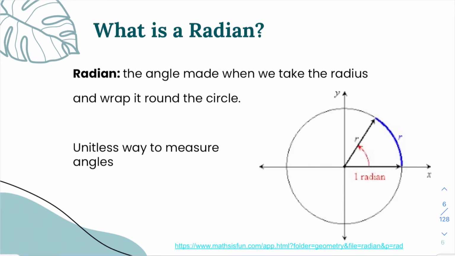So that's what degrees are, which we're familiar with, right? Maybe you haven't seen the degrees on a coordinate plane, but degrees are something you've worked with. Radians are another measurement for angles that you probably haven't seen before. And how we get it is kind of complicated, so we're going to go through it. A radian is the angle made when we take the radius and wrap it around the circle.